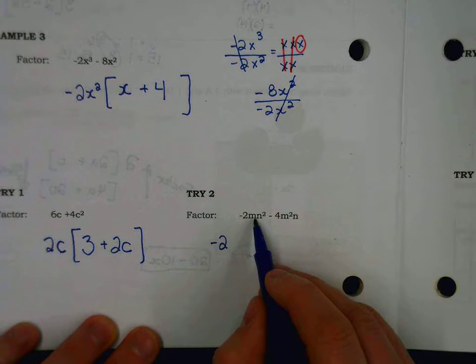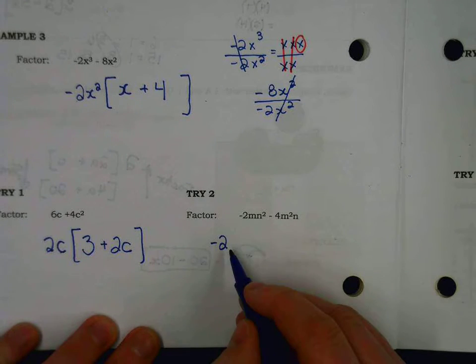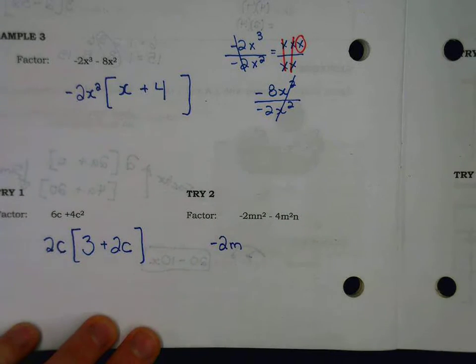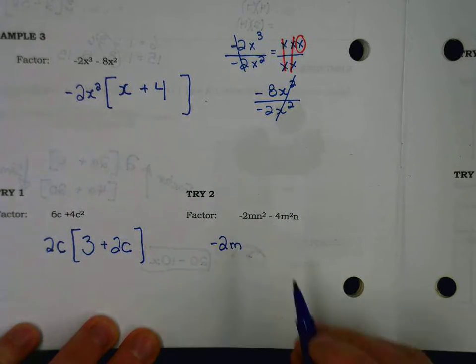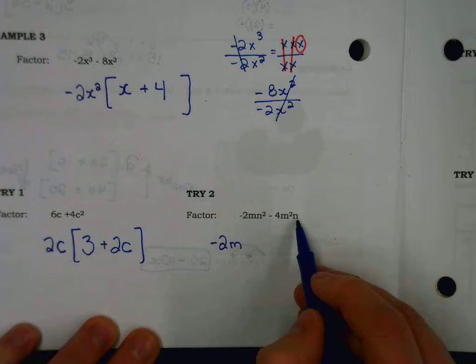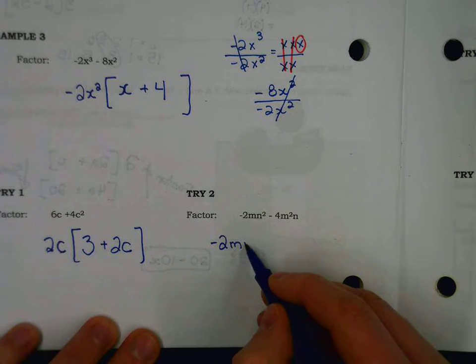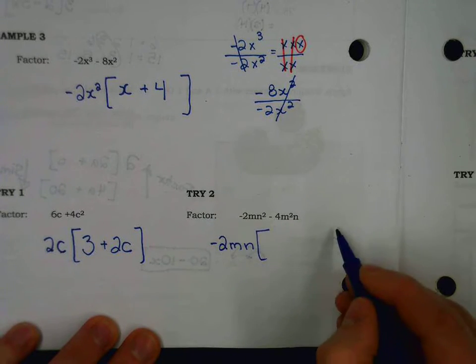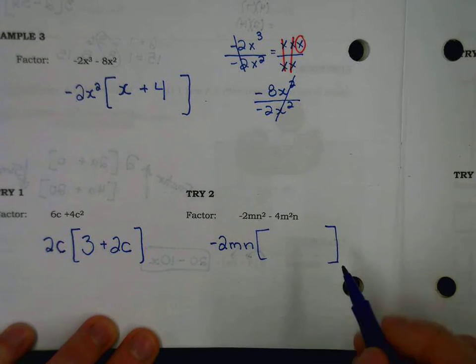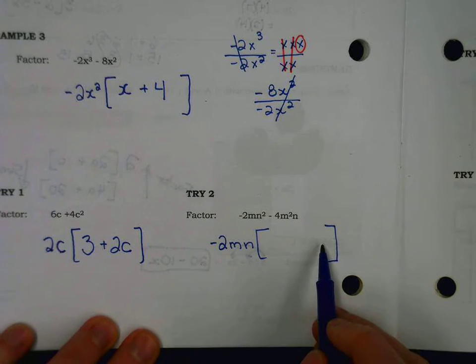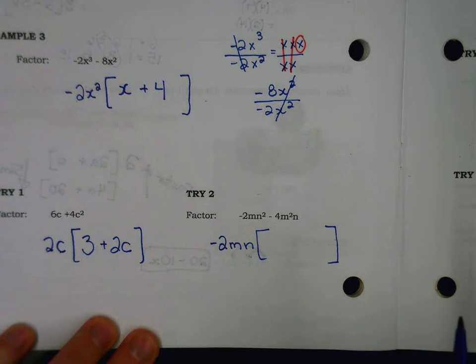The m's, we've got a 1m and 2m's. We're limited by the first term, which only has 1m. An n squared and an n to the 1, we're limited by the second term, has only 1 n to share. So, as we write what's left over, we should still have 2 terms because we originally had 2 terms.